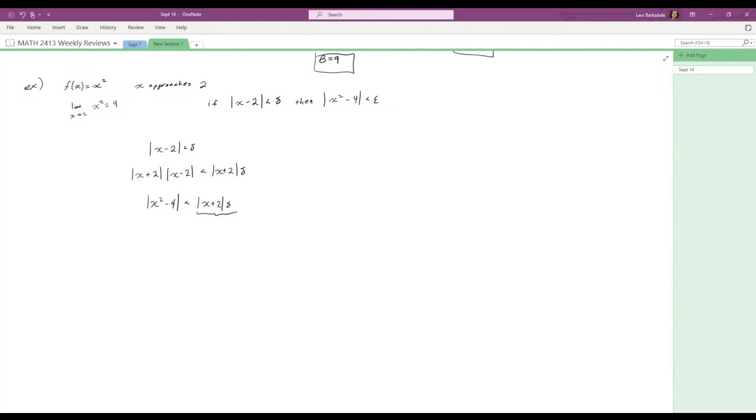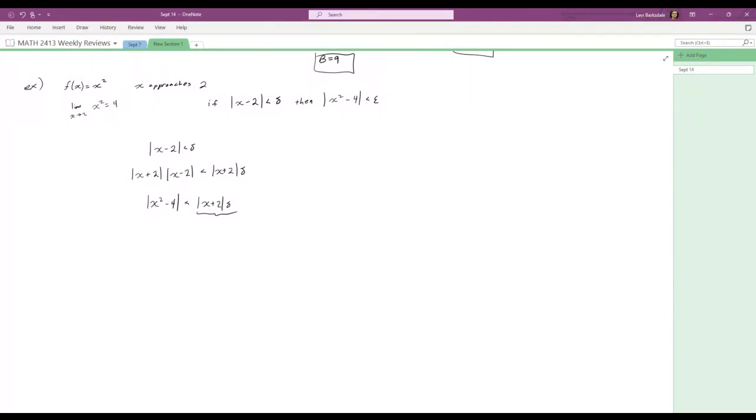Okay, so let's see. Where were we? Okay, right. We were complaining about how the absolute value of x plus 2 times delta is hard to deal with. We don't necessarily want to deal with that. So in this case, here's what we're going to do. We're actually going to split it up.